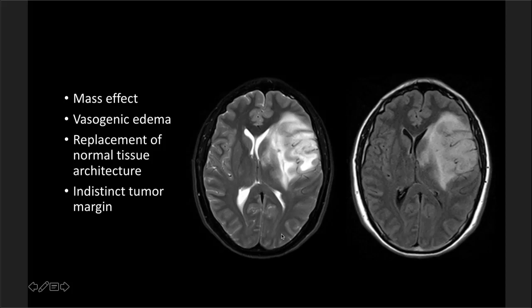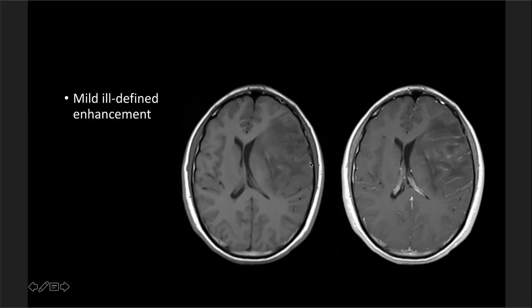On the pre and post contrast images, this is the T1 weighted image without contrast, and this is the image with contrast. On the contrast enhanced image, we can see these indistinct patchy areas of enhancement within the tumor. So this tumor does have some enhancement.